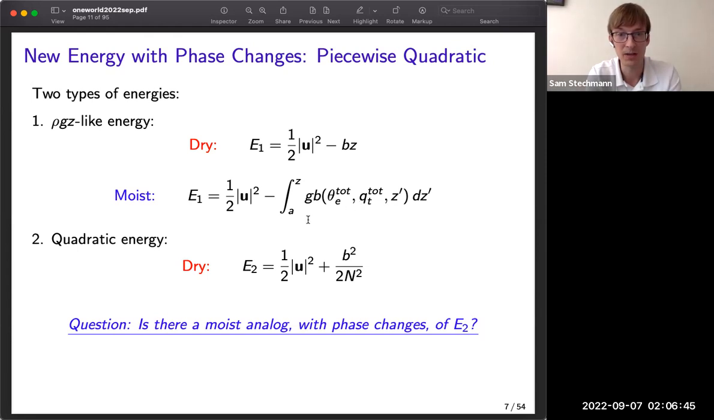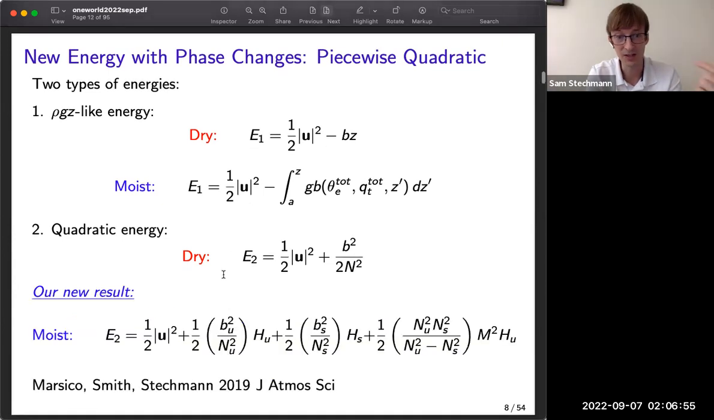And so what we were asking then is there a moist analog with clouds or phase changes of this quadratic energy, which I'm calling E2 here? And the answer is yes. And we found that it takes this form down here. So now there's three pieces of potential energy here, which I'll talk about in a minute. And this was work with Leslie Smith and a former PhD student, Dave Marsico.